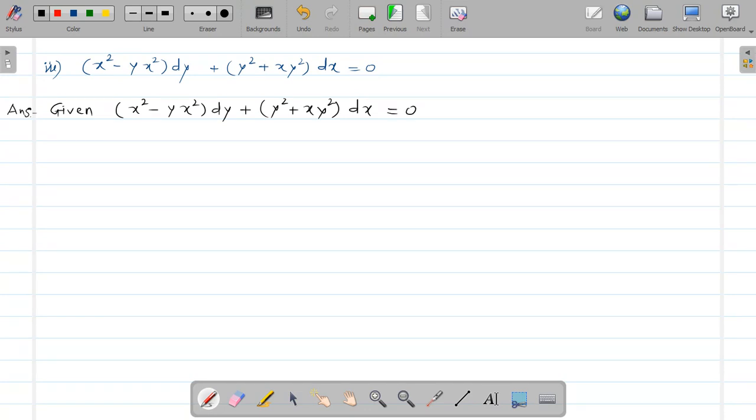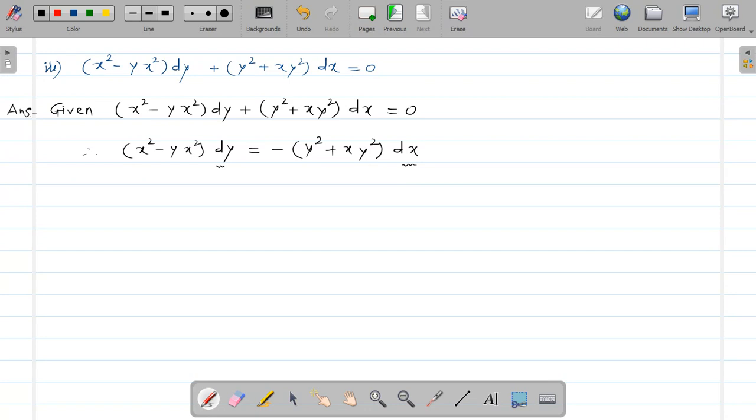Now keep dy and dx separated. So I will keep (x² − y x²) dy on the left hand side and transfer this to the right hand side. So it will become minus of (y² + x y²) dx. Okay. Now the position of dy and the position of dx is fixed. Now we have to separate out the terms of x and y.